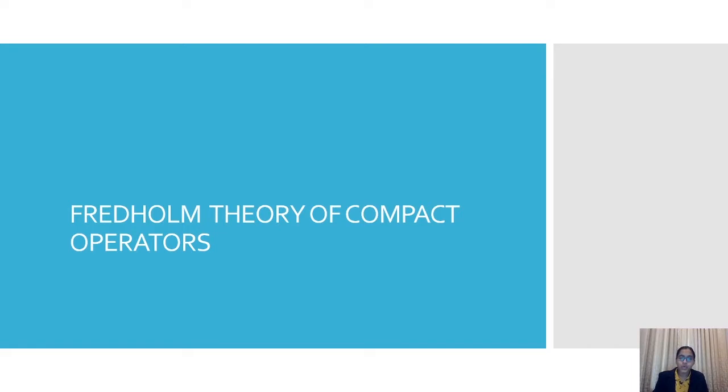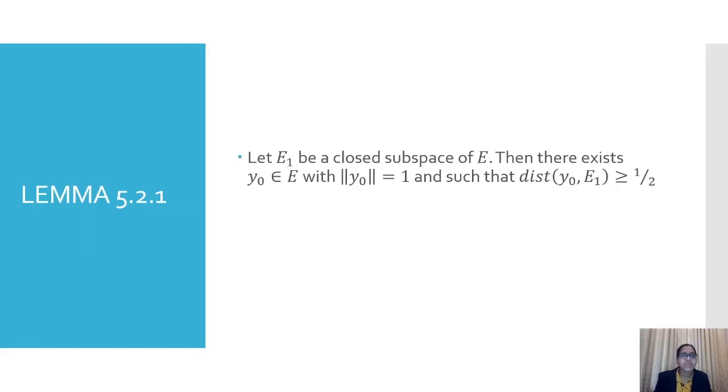Let's move on to our first lemma of this section, lemma 5.2.1. The lemma is as follows: let E1 be a closed subspace of E, then there exists an element y dot in E whose norm is 1 and the distance of y dot and E1 is greater than or equal to 1 by 2. So if we are given a closed subspace of the space E, then we can always find an element in E with norm 1 whose distance from that closed subspace is greater than or equal to 1 by 2. Let's see how we can prove this lemma.